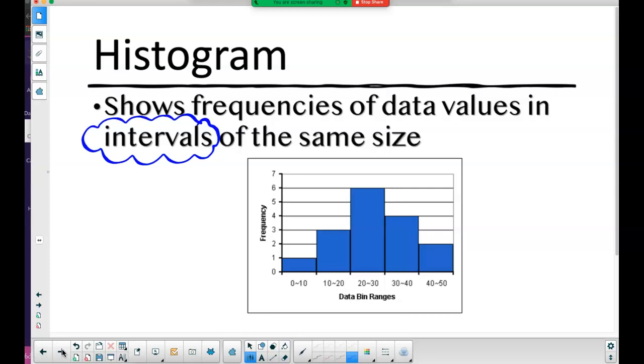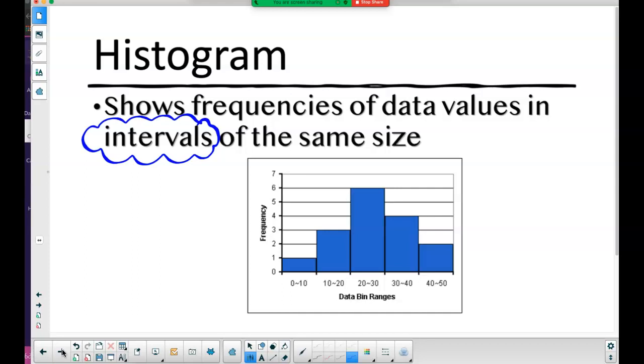You will notice that when we're looking at histograms, the bars all touch each other. Like a bar graph, they're all spread out, right? There's space in between them. In a histogram, the bars touch. Your labels on the bottom here are always going to be like this. It goes 0 to 10, 10 to 20, 20 to 30, 30 to 40, 40 to 50.